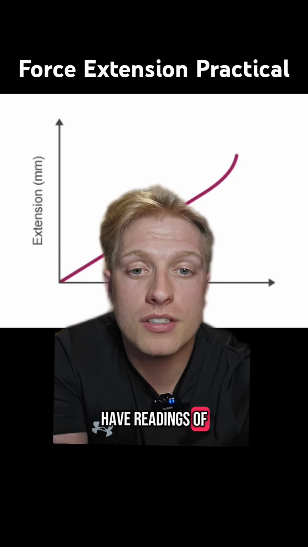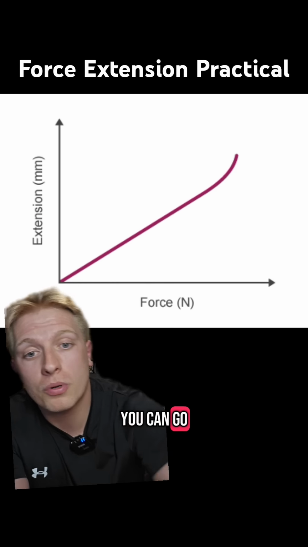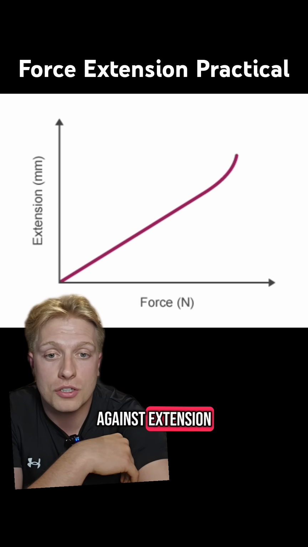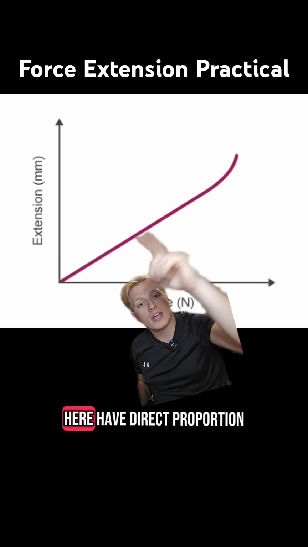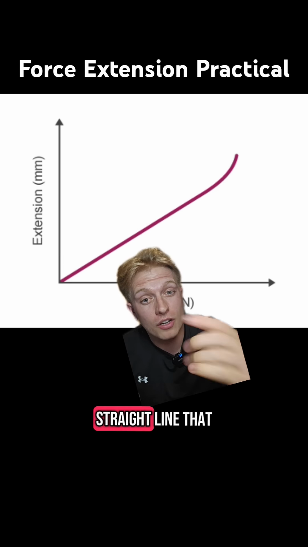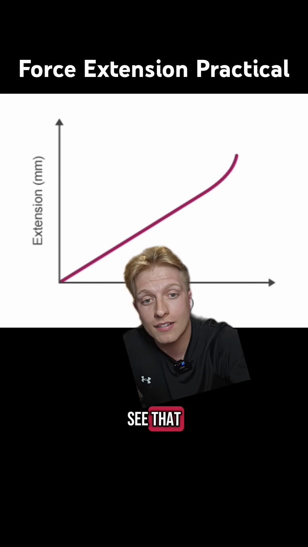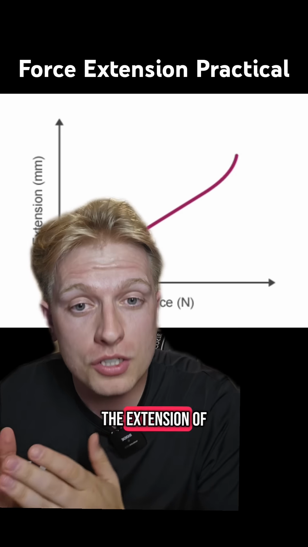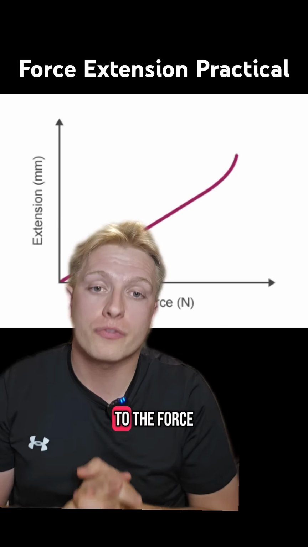Great, so when you have readings of extension for a variety of forces, you can go and plot this graph of force against extension. You'll notice that along this point here, we have direct proportion because it's a straight line that goes through the origin. You should always see that. That's because Hooke's law states that the extension of an object is directly proportional to the force that causes it.